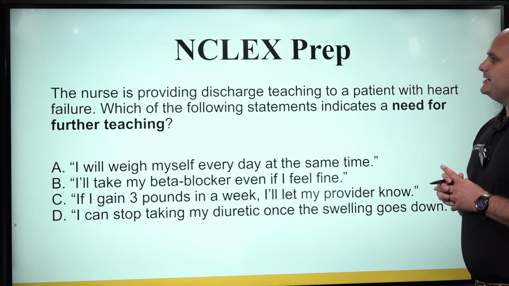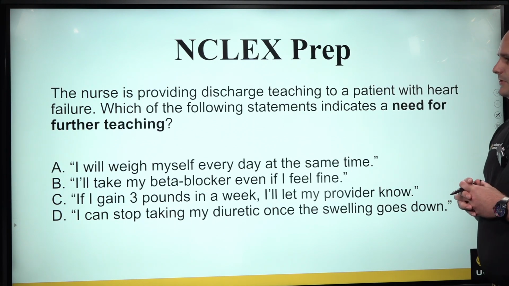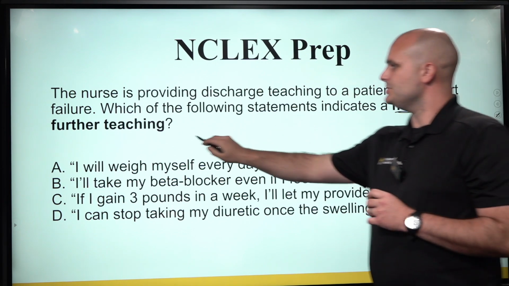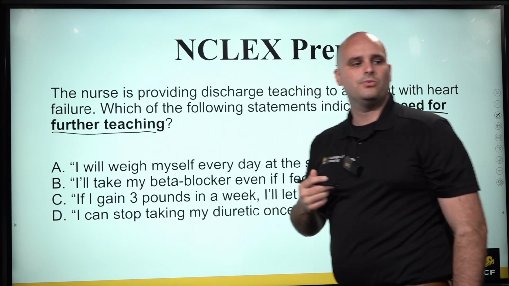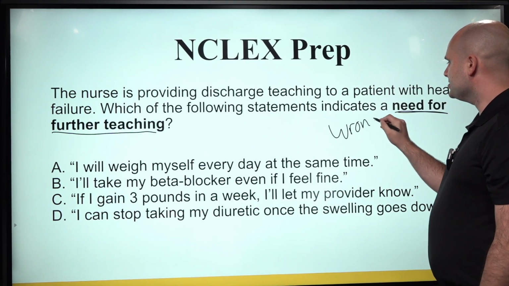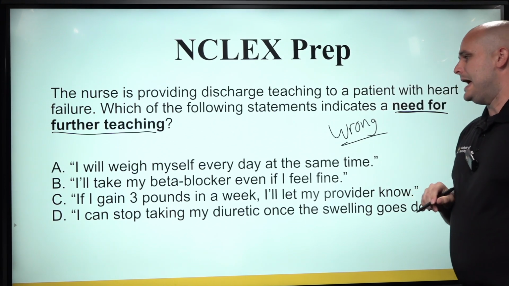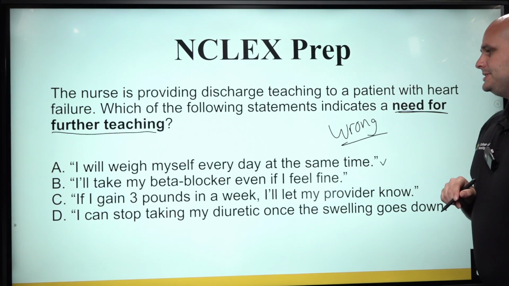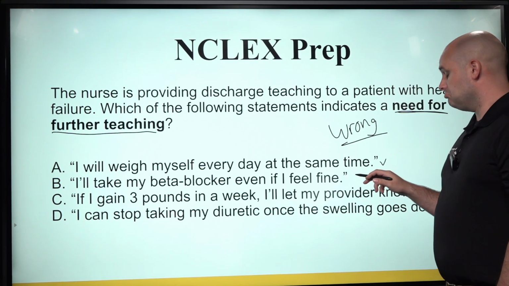The nurse is providing discharge teaching to a patient with heart failure. Which of the following statements indicates a need for further teaching? So if you guys remember, what are we looking for? When we see further teaching, we're trying to find the wrong answer. What's wrong? I will weigh myself every day at the same time. That sounds pretty good. I will take my beta blocker even if I feel fine.